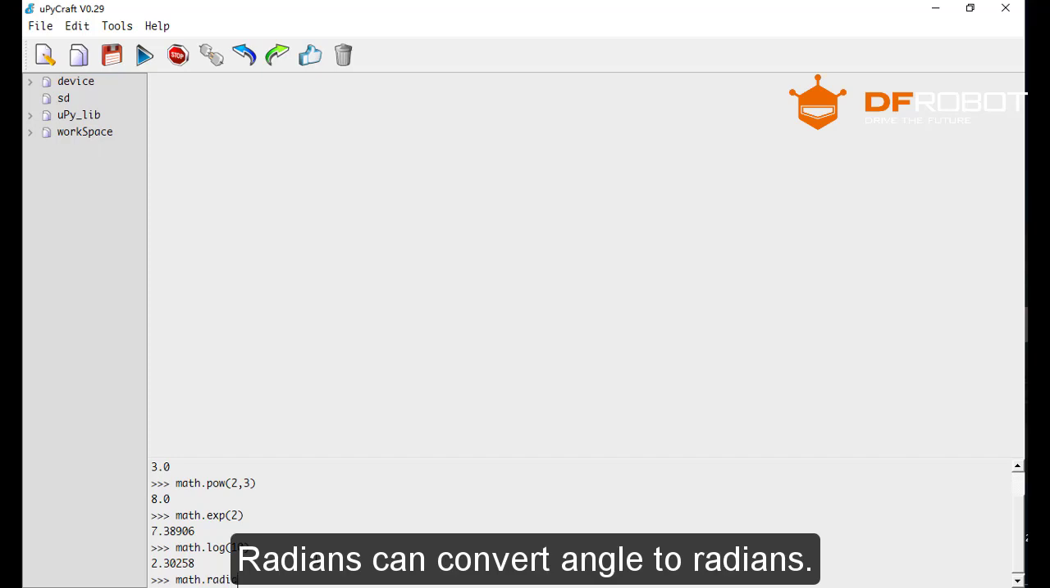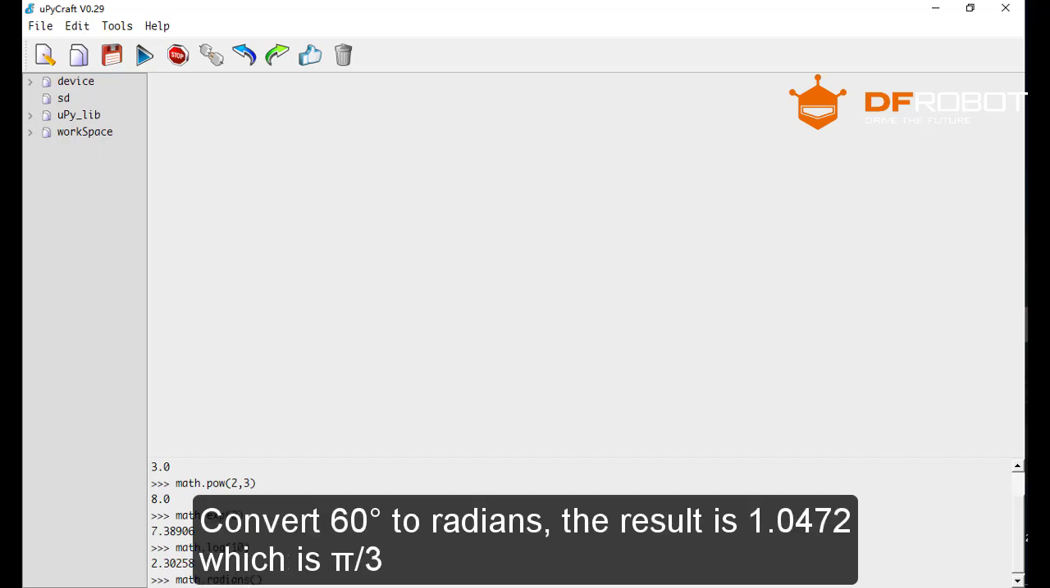radians(x) can convert an angle to radians. Convert 30 degrees to radians. The result is 1.0472, which is pi over 3.